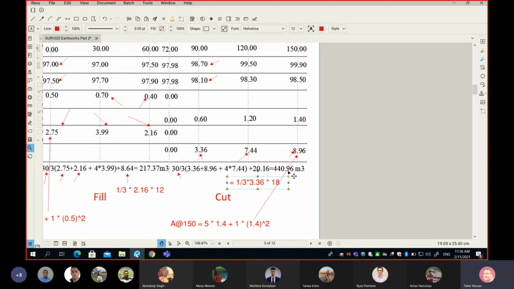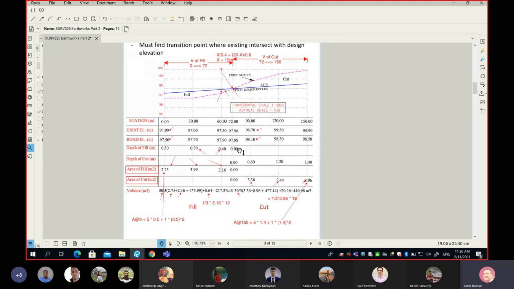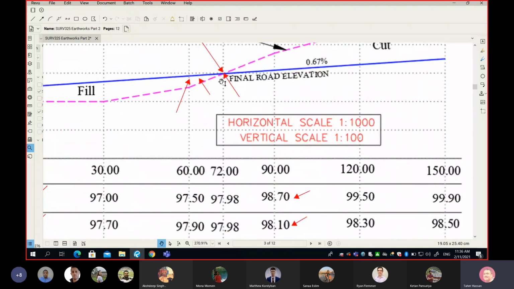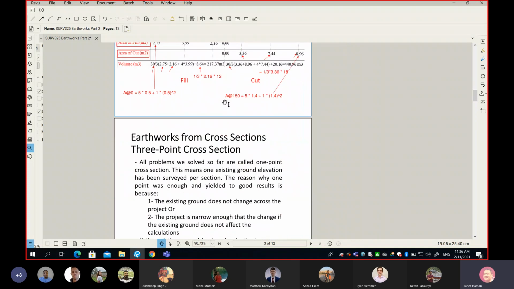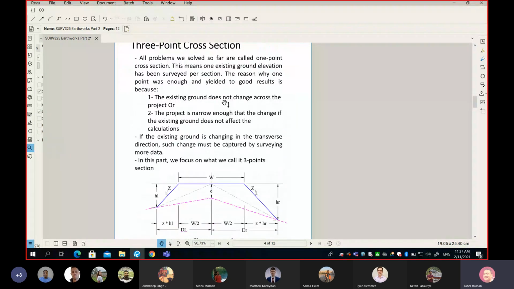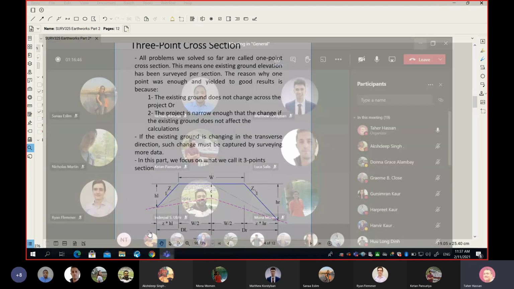You can see here, guys, when you look at this problem, it's not really difficult, it's just longer. If you have a problem that has cut and fill together, all you have to do is separate all the fill by itself and all the cuts. And also you have to figure out where the transition is, where is 0 cut, 0 fill. Okay. Any questions so far? Any question?